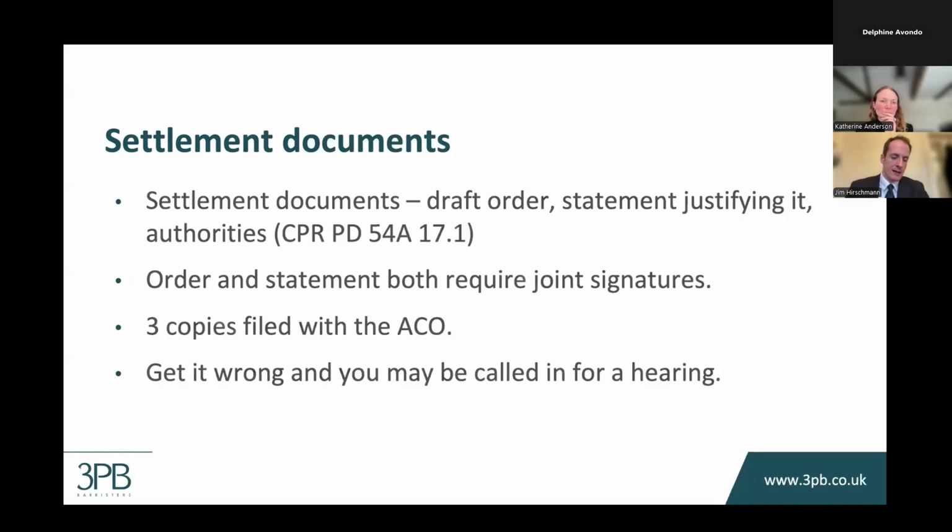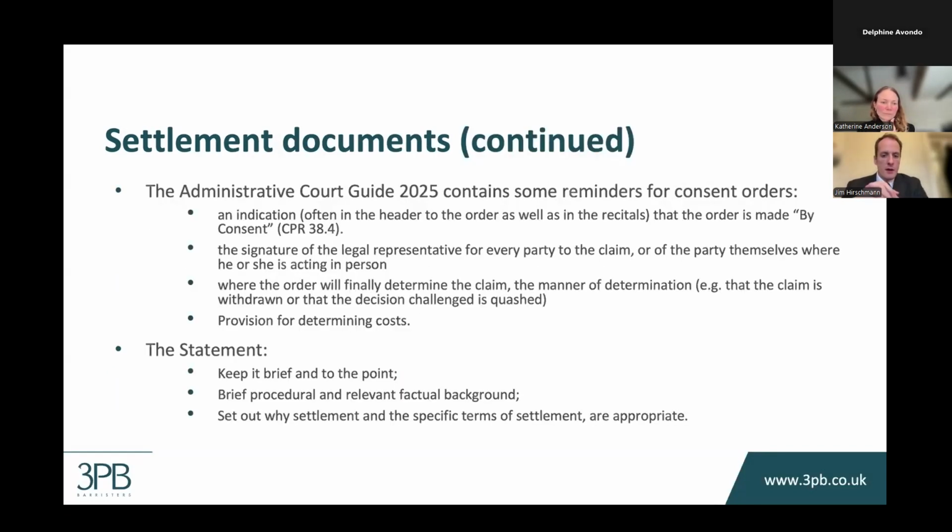But you typically file 3 copies with the administrative court office. If you don't comply, if only one of you signed it, for instance, the judge is likely to direct a hearing. And again, that increases cost. So it's important to get it right. The Administrative Court Guide from 2025 gives some helpful reminders for consent orders.